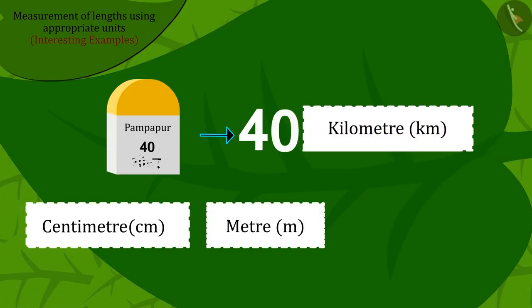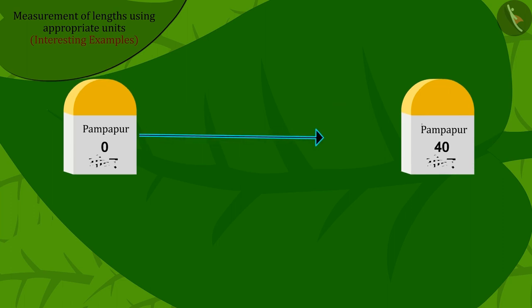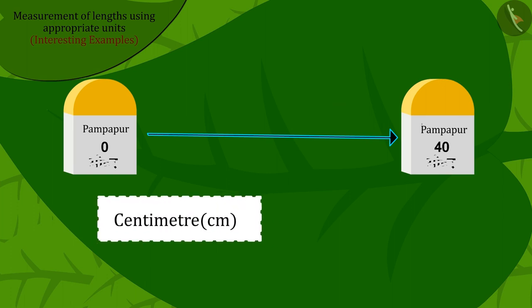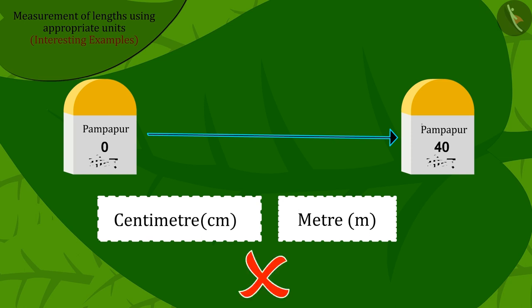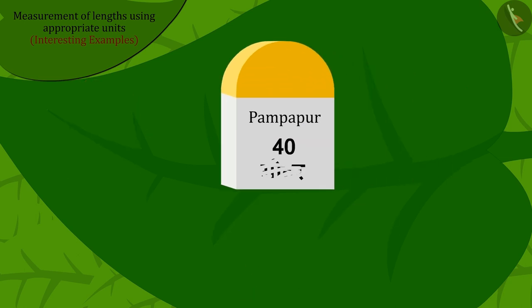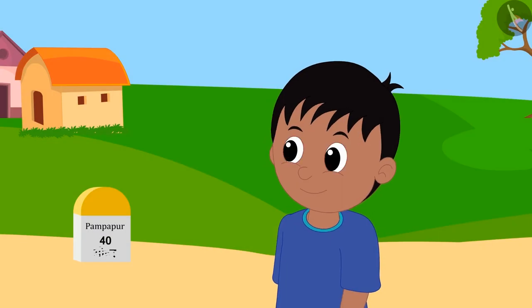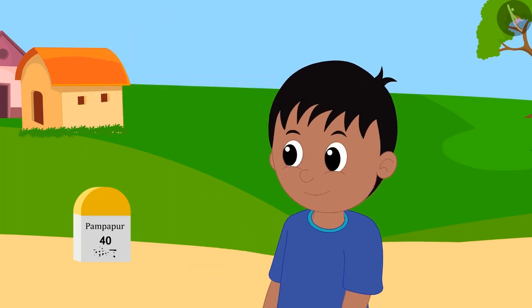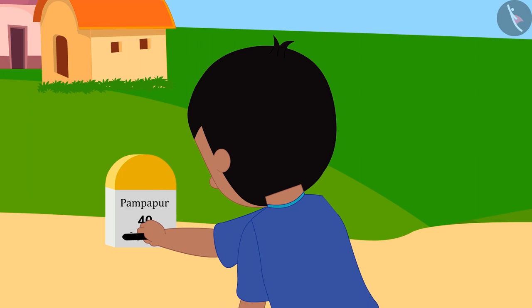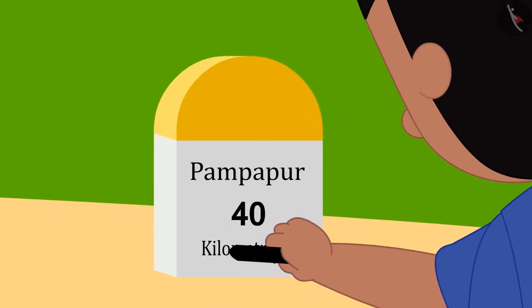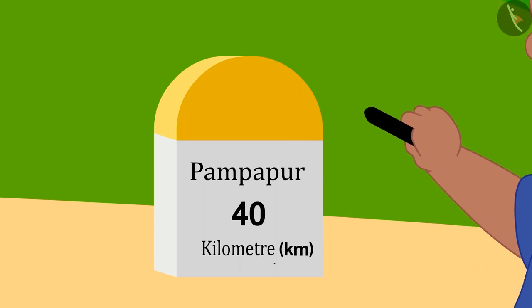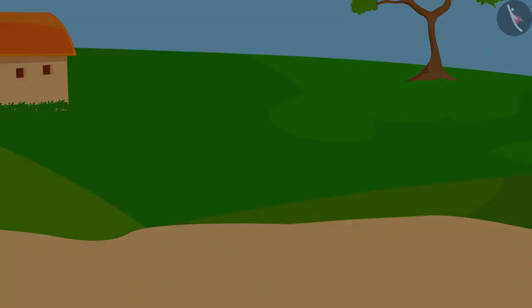Well done, kids! You have found the correct answer. Because the distance between places is very long, we cannot write them using centimeters or meters. Hence, the distance from there to Pampapur will be 40 kilometers. Raju found the right answer with your help. Then, he took a piece of coal and wrote 40 kilometers in this way, and returned to his home.